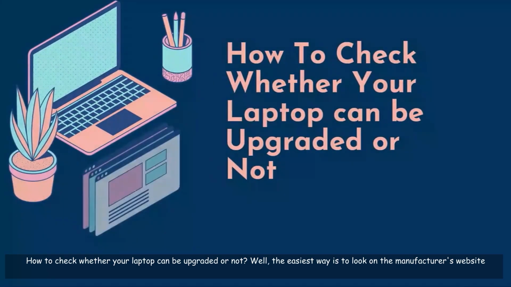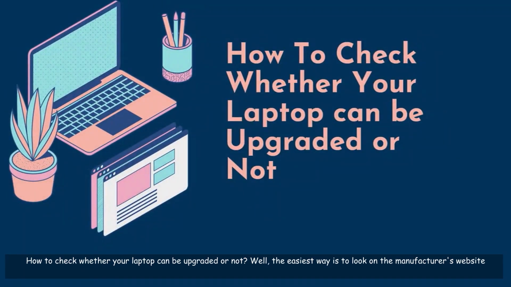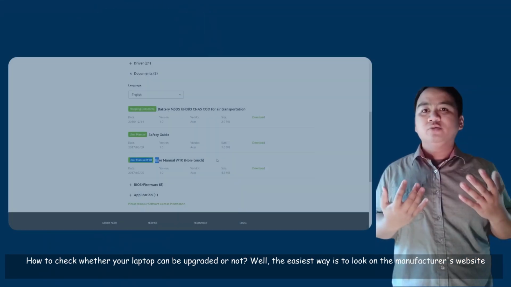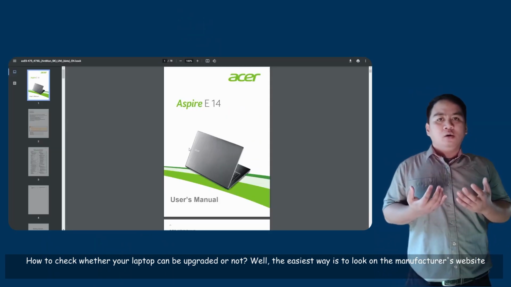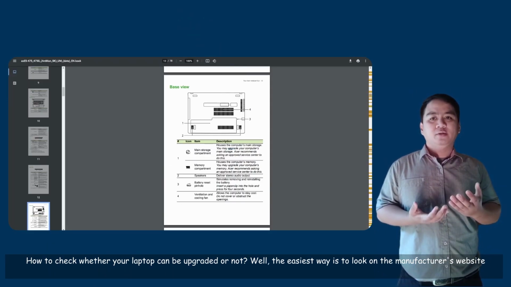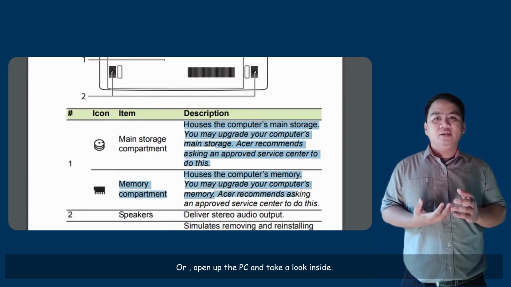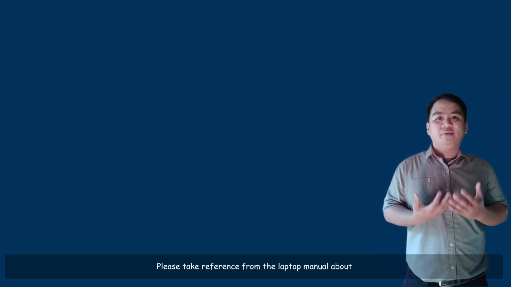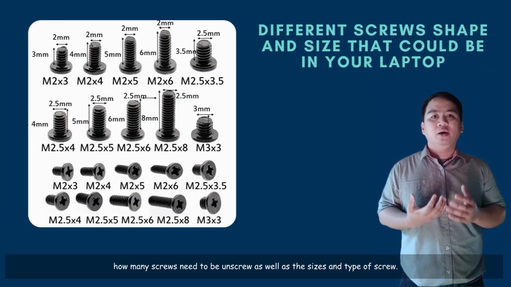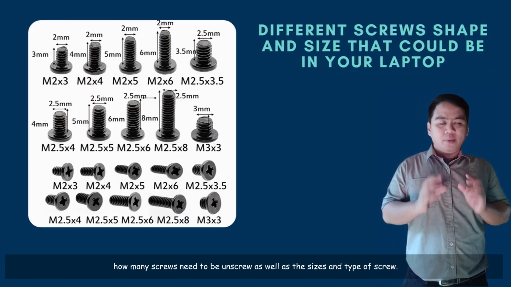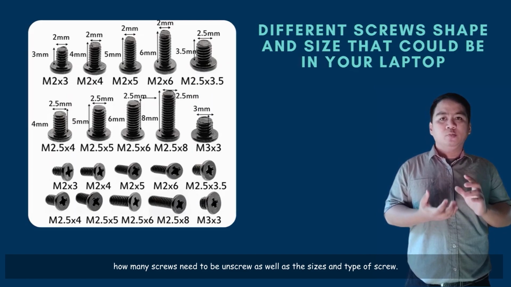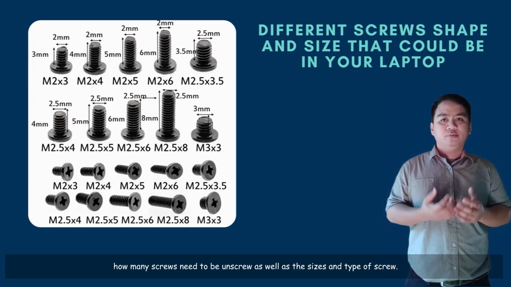How to check whether your laptop can be upgraded or not? Well, the easiest way is to look on the manufacturer website or open the PC and take a look inside. Please take references from the laptop manual about how many screws need to be unscrewed, as well as the size and type of the screw.